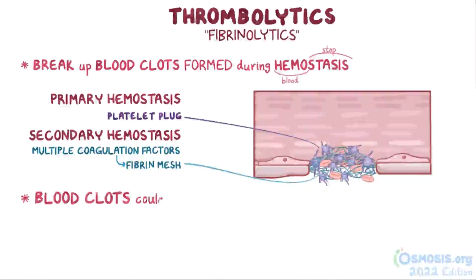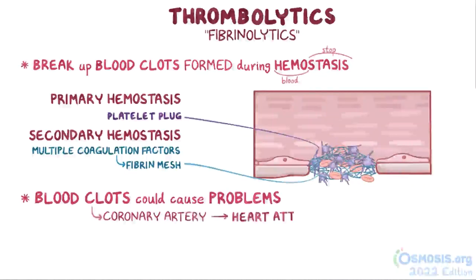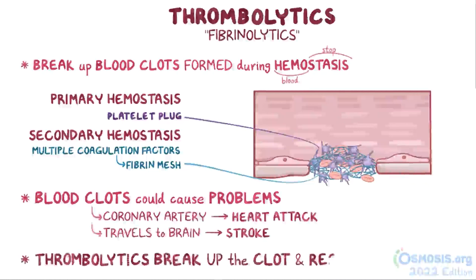Sometimes, though, blood clots could cause problems, like when they form in a coronary artery to cause a heart attack, or when they break off and travel to the brain and cause a stroke. In these instances, we can use thrombolytics to break up the clot and restore blood flow. Thrombolytic medications were actually derived physiologically from what's known as the fibrinolytic system.